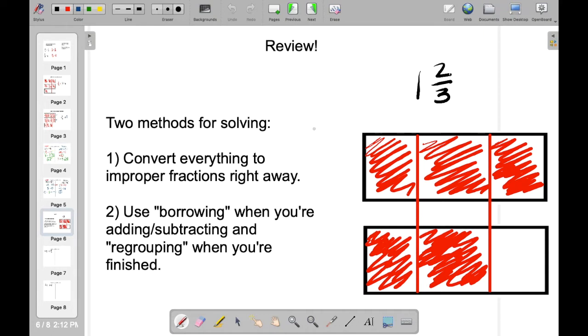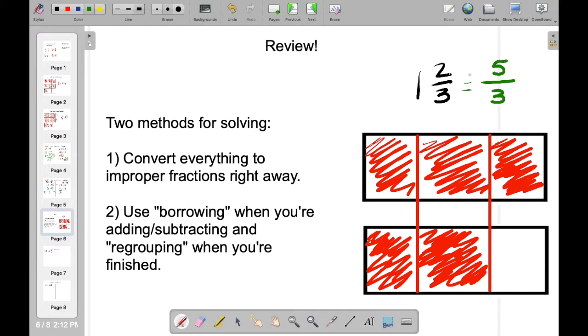The first one is what we did here on the right, which is reviewing turning a mixed number into an improper fraction and vice versa. In this case, to convert it to the improper fraction, we would just want to know how many total thirds we have in this problem. And if we counted on the below picture, we have 5 thirds.